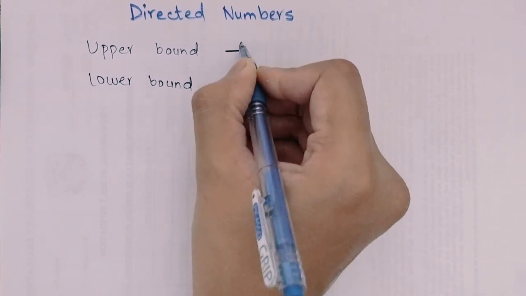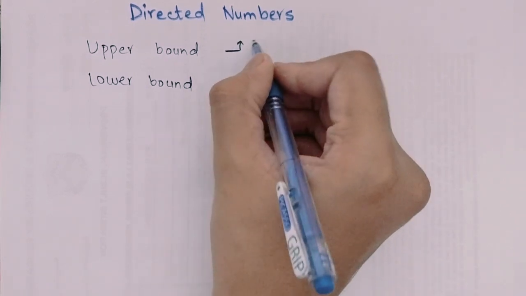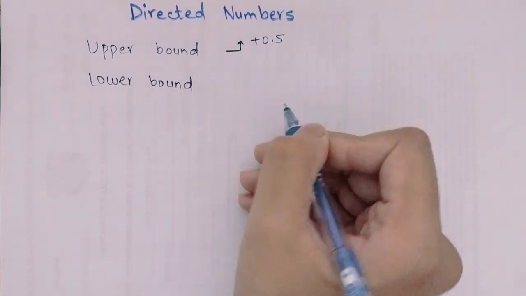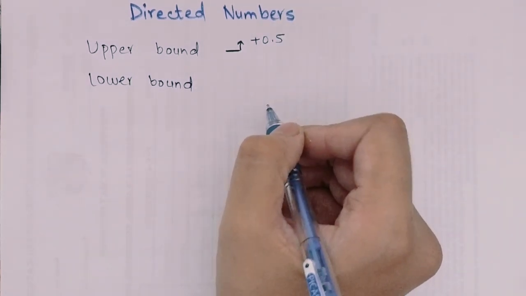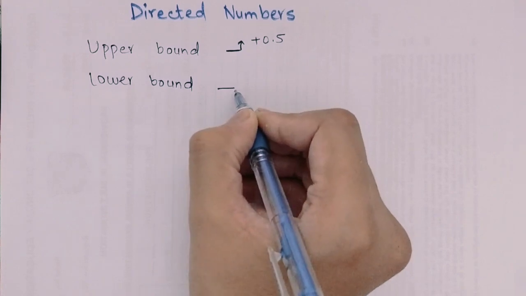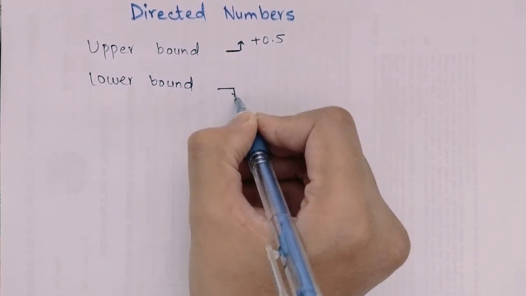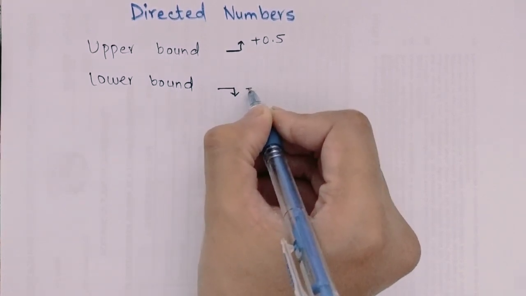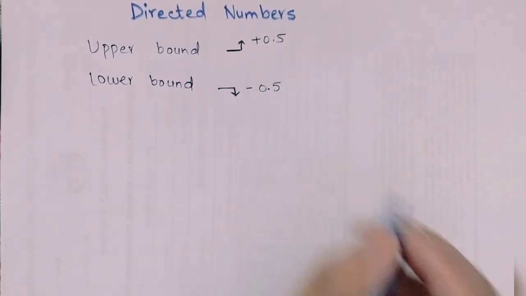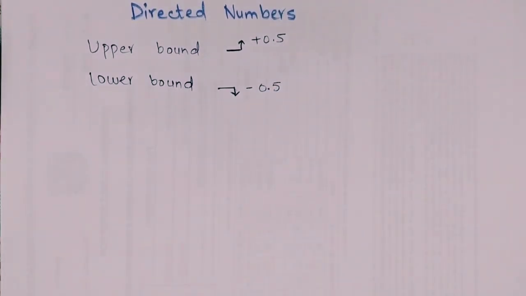Upper means upper, so you just add 0.5 to the given value and it becomes the upper bound of the value. And when you are asked to find the lower bound of the given value, you just subtract 0.5 from the given value. It becomes the lower bound. So in some questions you are asked to find the upper bound, and in some questions the lower bound, so you just subtract 0.5.